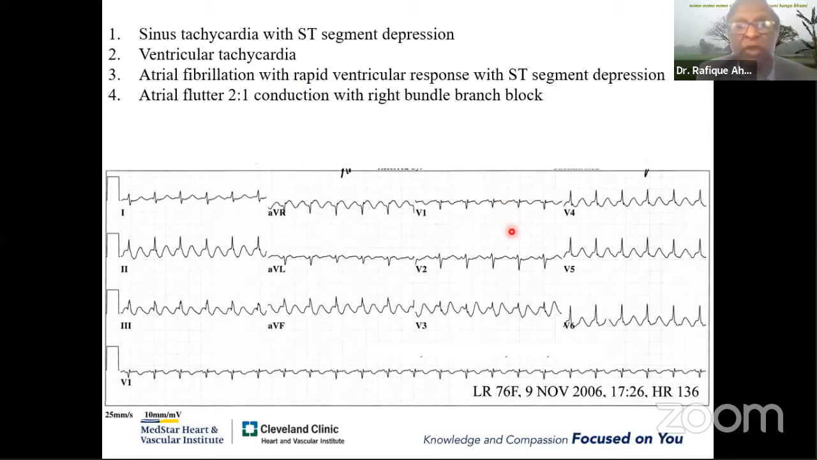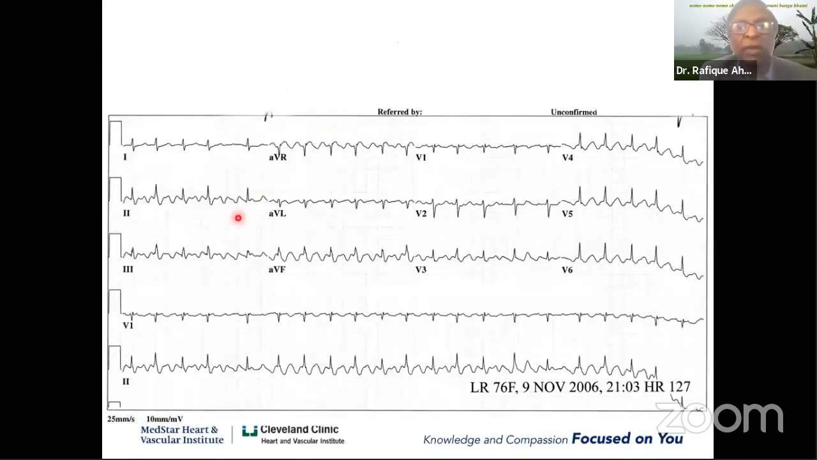And in the same patient, when the rate slows down, you can see clearly in lead V1 two P waves here. In lead 2, you can see the flutter wave. So that was atrial flutter with 2-to-1 conduction. A little bit ugly looking ECG in the other one, but it was atrial flutter.